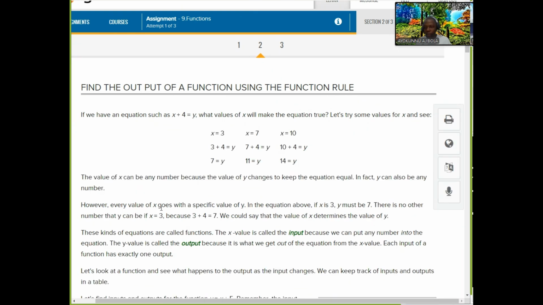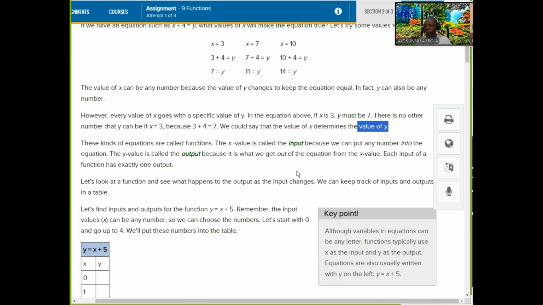However, every value of x goes with a specific value of y. So a value of x does not go with two values of y. In the equation above, if x is 3, y must be 7 and cannot be anything but 7. There is no other number that y can be if x is 3 because it's only 3 plus 4 that gives us 7. We could say that the value of x determines what the value of y will be. These kinds of equations are called functions.